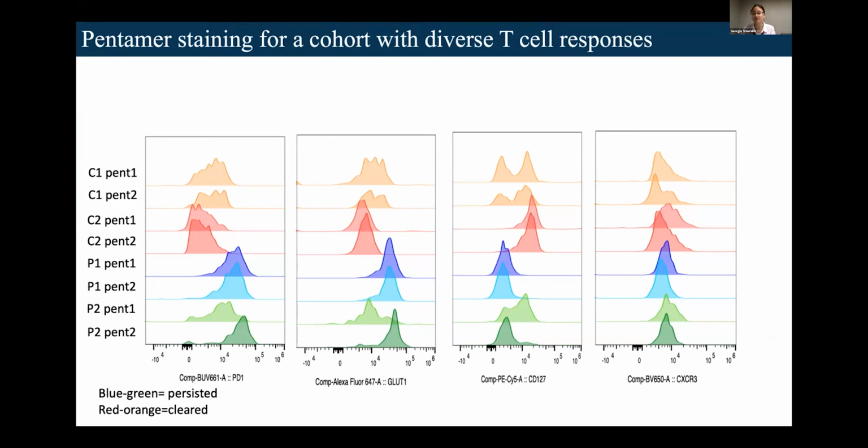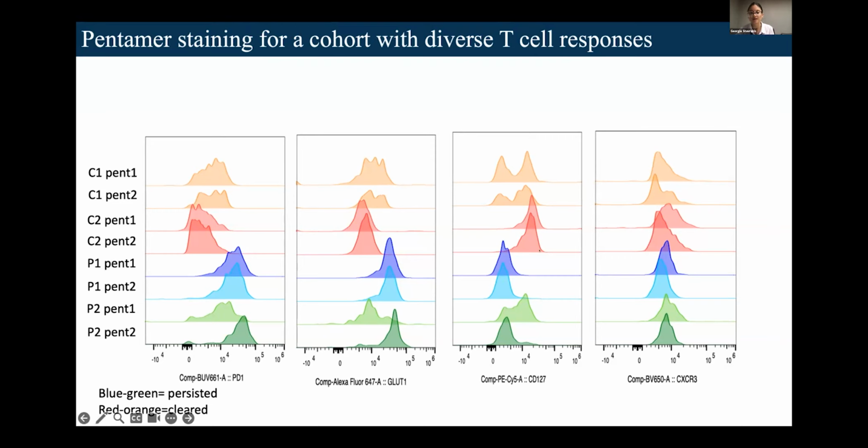And then we could actually differentiate those T cells recognizing those unique epitopes. And when we go to look at surface expression of markers of interest, those markers actually do seem to correlate more with infection outcome than with whatever fluorophore the pentamers were pre-conjugated to.